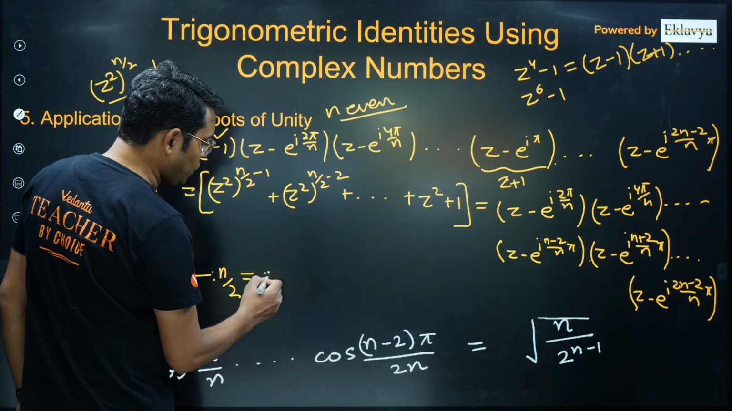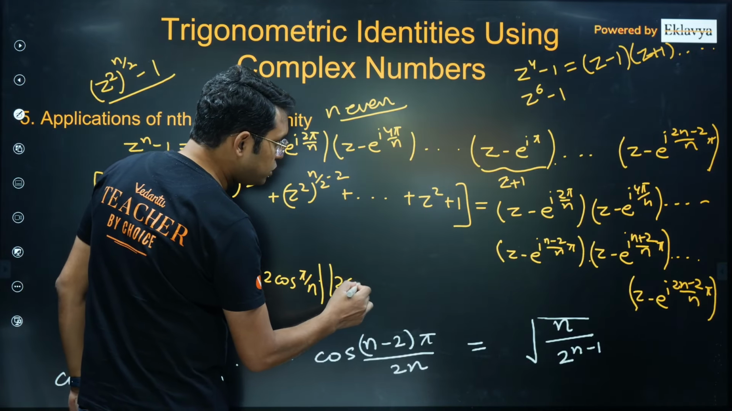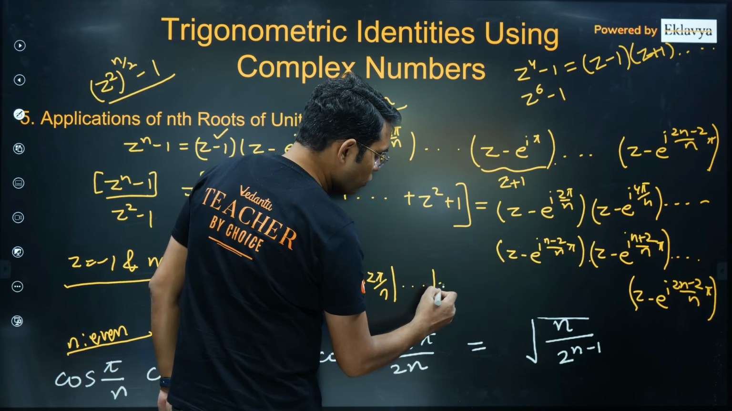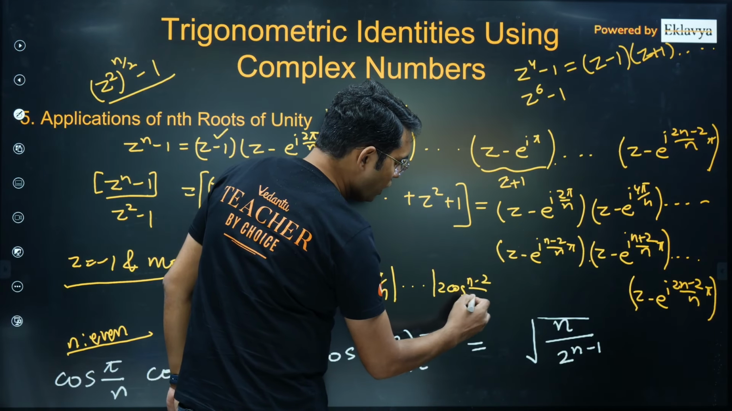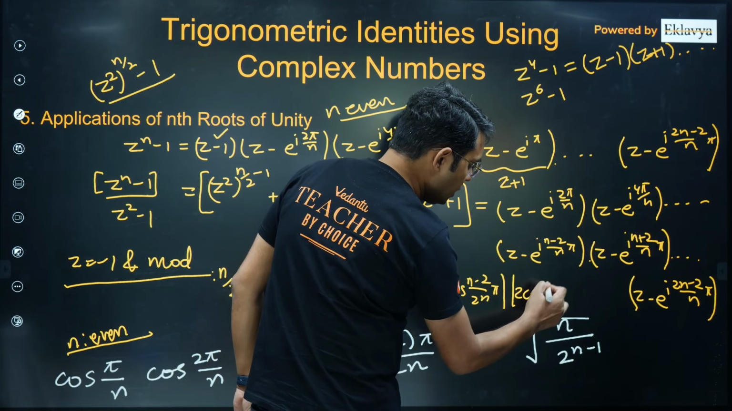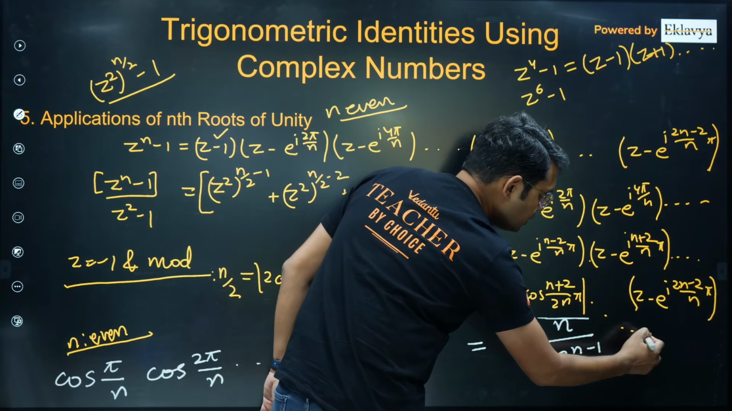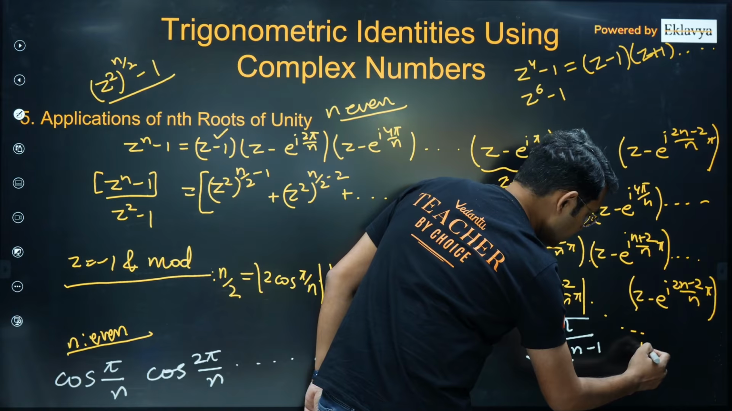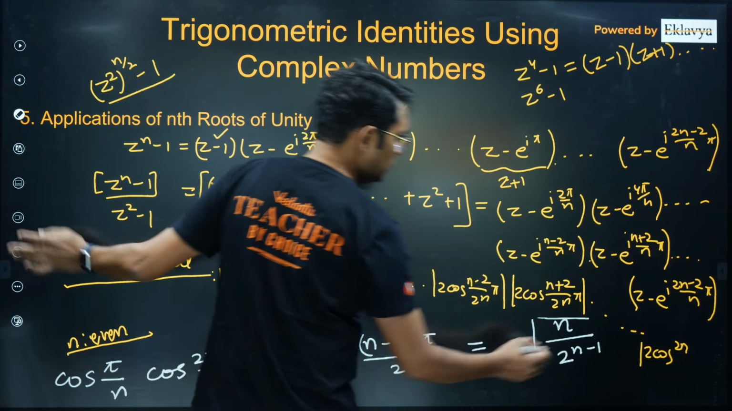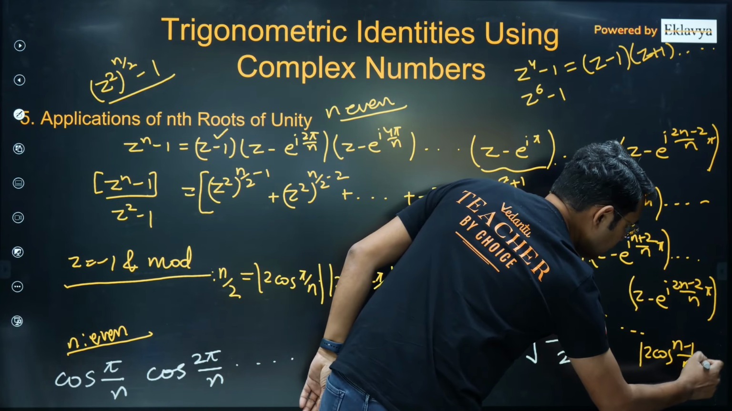So the first bracket will become 2 cos pi by n, mod, then 2 cos 2 pi by n, and so on. This one will be 2 cos n minus 2 upon 2n into pi. This one will be 2 cos n plus 2 upon 2n into pi, and so on. So I have to finish it with this only. I can write this as 2, I can cancel, so that will be n minus 1 upon n into pi.